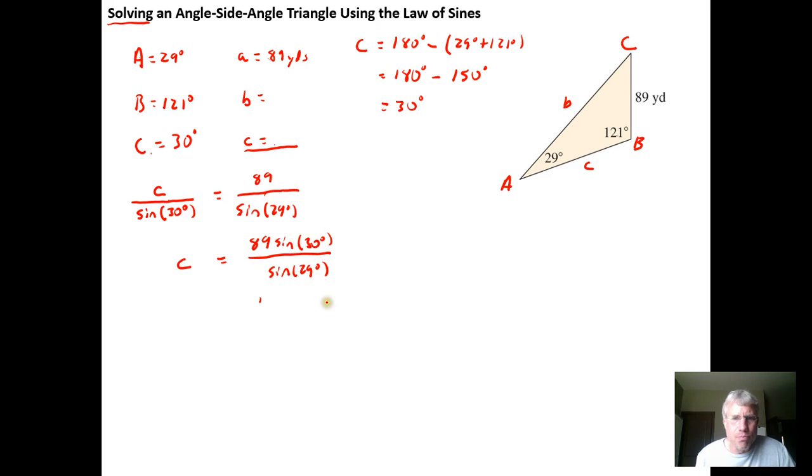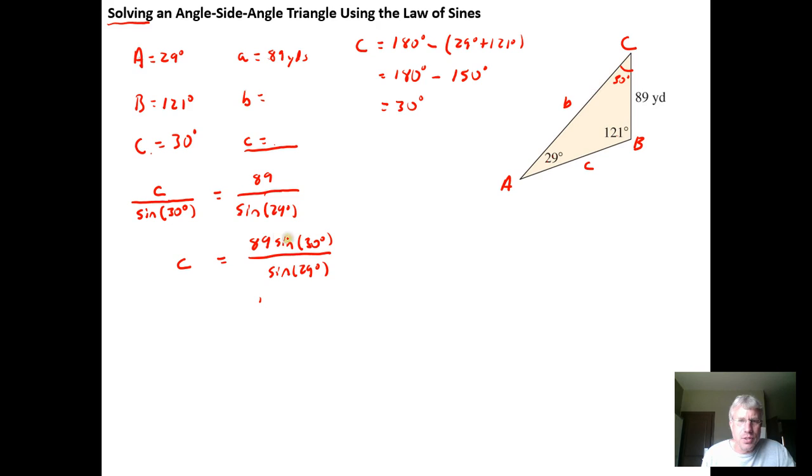And before we move forward, there's some things that we should notice here. Sine 30 over sine 29 should be about 1 because these two angles are almost the same. So we should get a side that has length close to 89. So that makes sense, because if this angle and this angle are almost the same, we would expect the measure of the opposite sides to be close to the same as well.